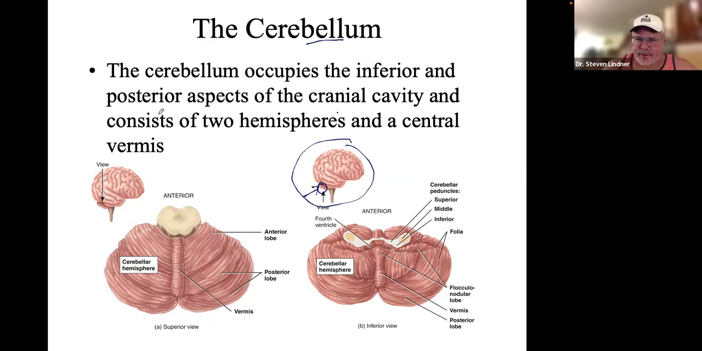Okay, it's the inferior and the posterior aspect of the cranial cavity, and it consists also of two hemispheres, much like the cerebrum has two hemispheres. It has a left cerebral hemisphere and a right cerebral hemisphere. When we talk about the cerebellum, there's two cerebellar hemispheres, a right cerebellar and a left cerebellar hemisphere, separated by this structure in the center that's called the vermis.